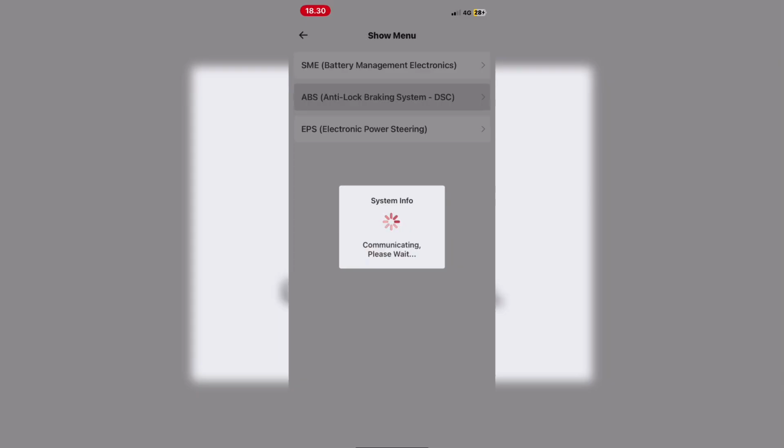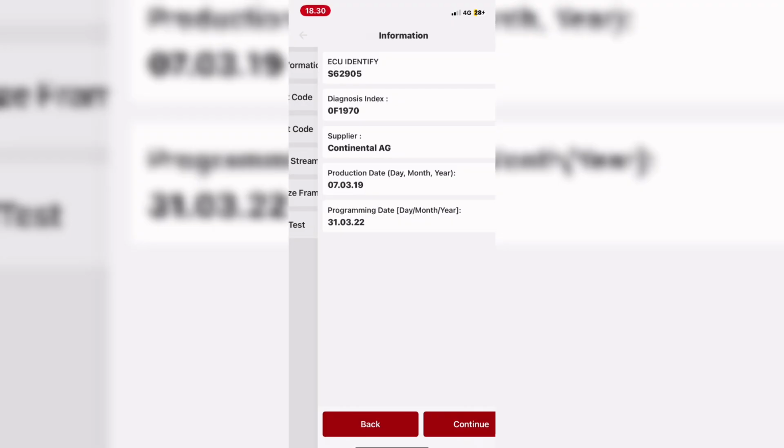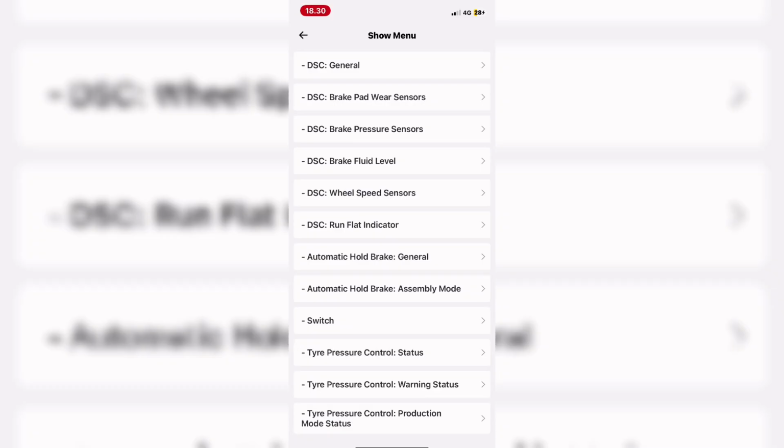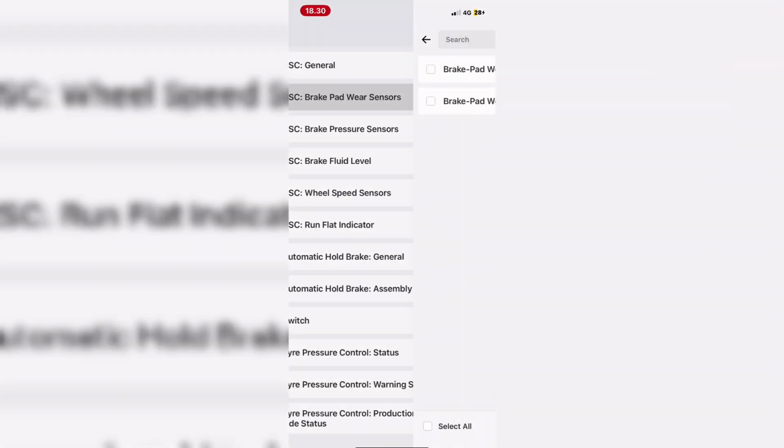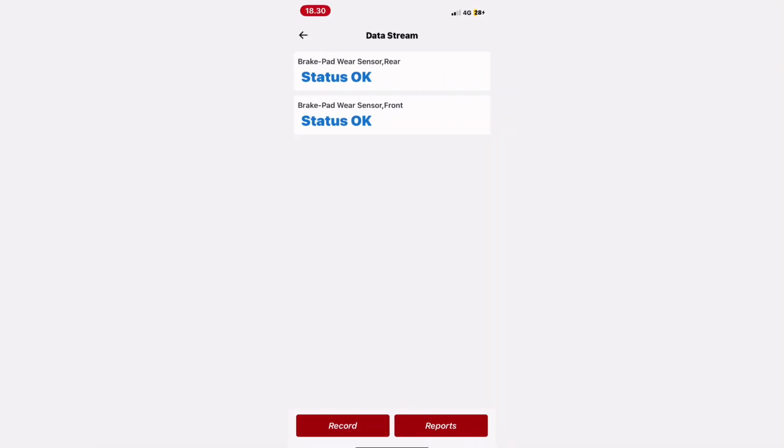Chassis, ABS system. This is really interesting, actually. So one of the things I do at work when I'm diagnosing ABS systems is I look at the speed signals from each wheel. If I don't get one, I know I've probably got an issue.